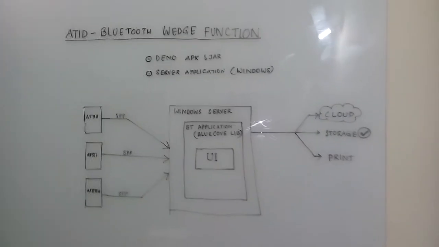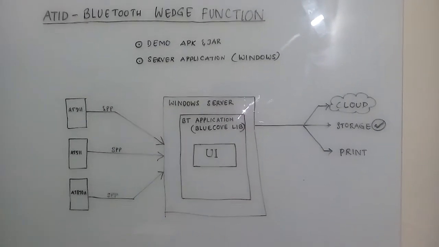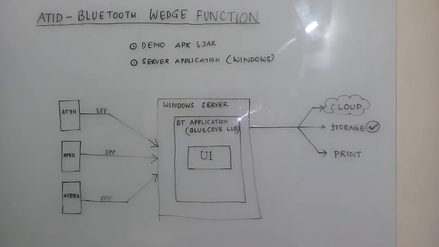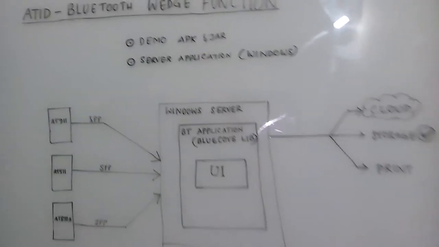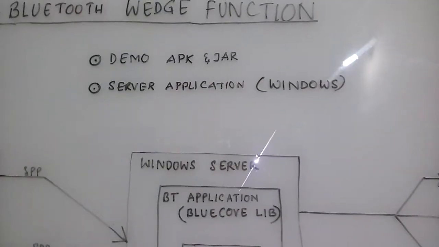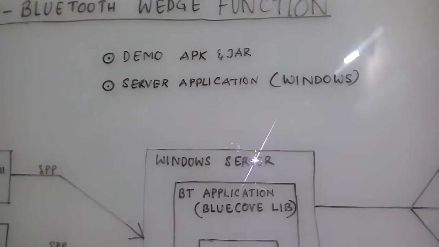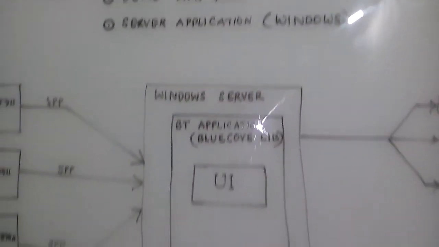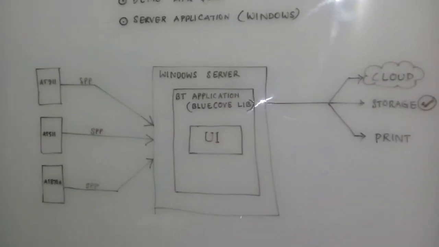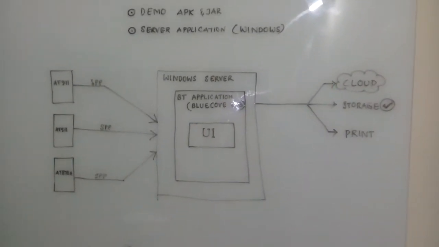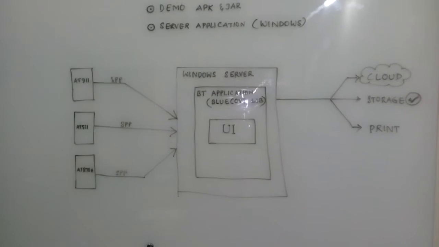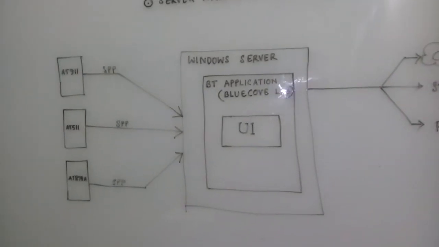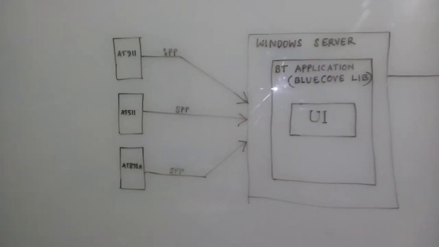We are here to talk about the ATID Bluetooth wedge function. This is one of the functions provided for ATID handheld devices. As part of this, we would be delivering a demo APK and a jar along with a server application for Windows. So basically, if you look at the architecture, there will be a Windows server side application as well as the Android side application.